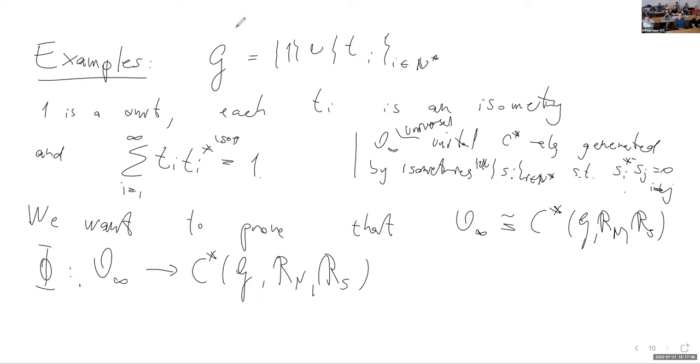So the idea is that, of course, the map is Si to Ti. Yes. And one to one, yes. That's what we mean by one to one map. And then what we need to do is prove that, because isometries and being a unit is the same for both of them.